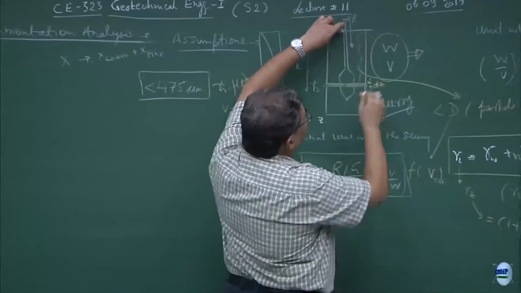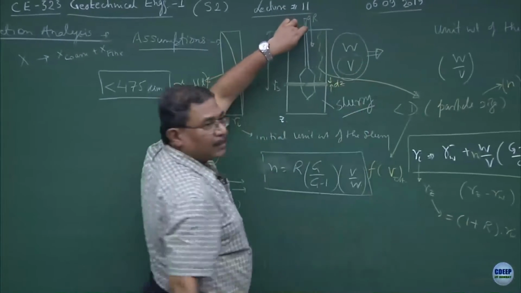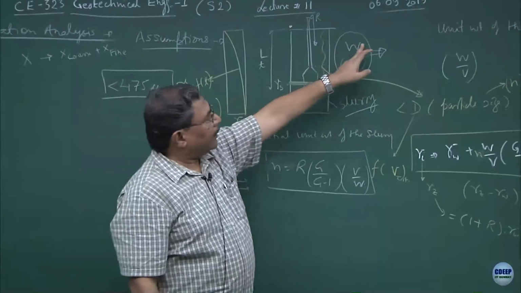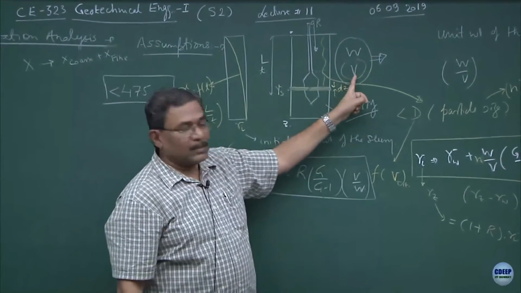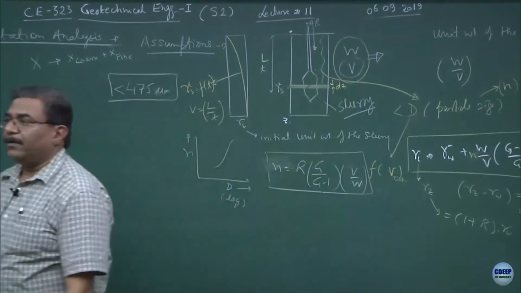That V is the total volume. Total? Yeah, total volume of the cylinder in which you have taken the suspension. So, normally what you do is you take 50 gram of the soil in 1000 cc. So, this V becomes 1000 cc. Right.